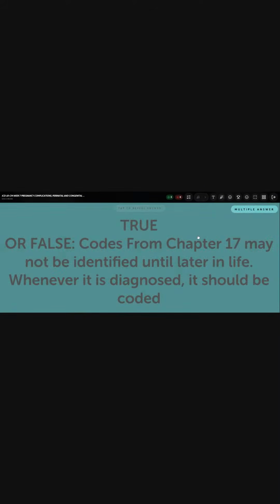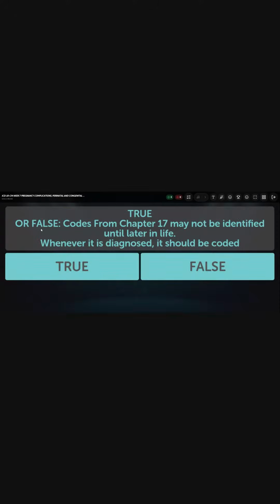Let's do a 100. Ooh, okay. True or false? Codes from chapter 17, which again are the ones that I just listed, the malformations and everything, may not be identified until later in life. Whenever it is diagnosed, it should be coded. So, what are we thinking? When are we coding these codes from chapter 17?